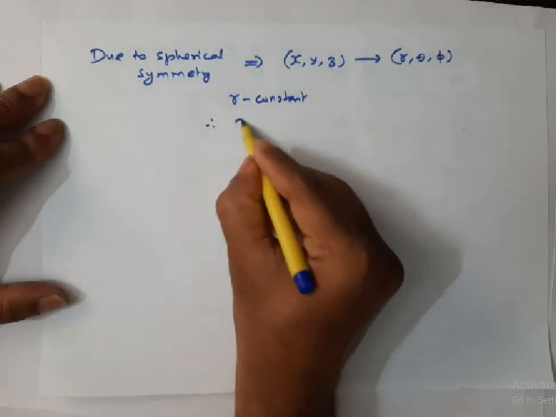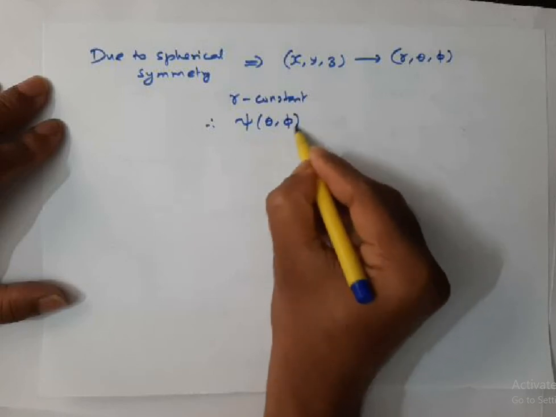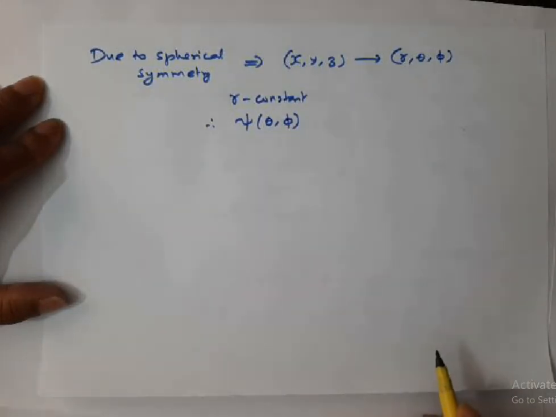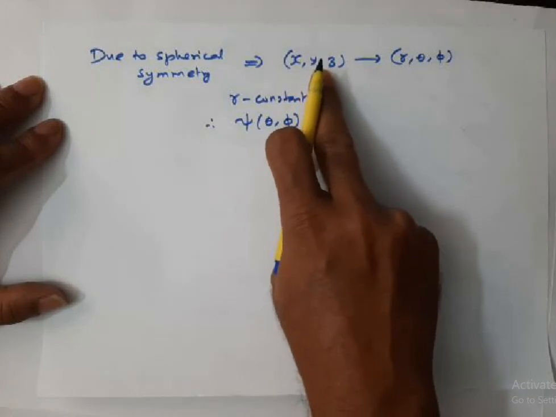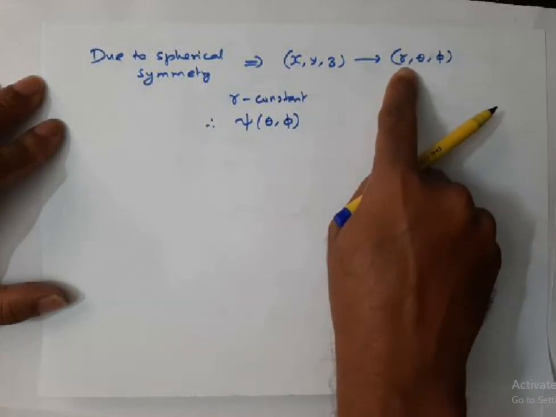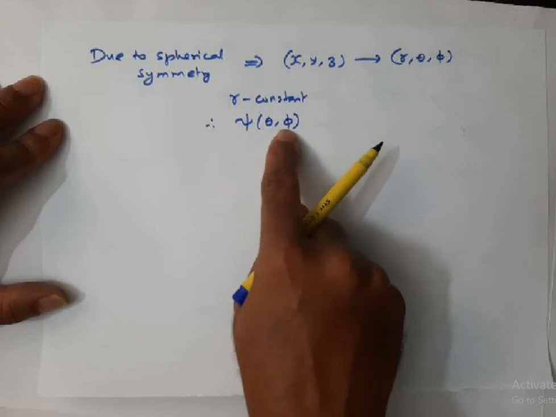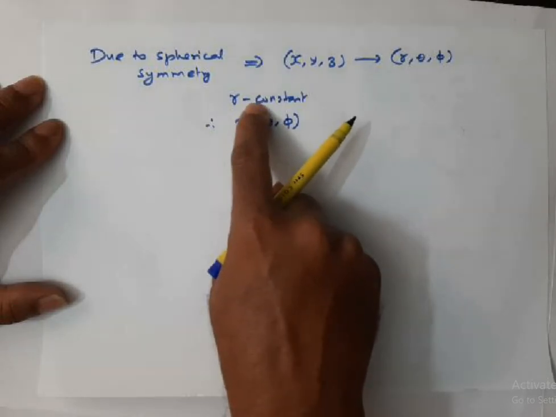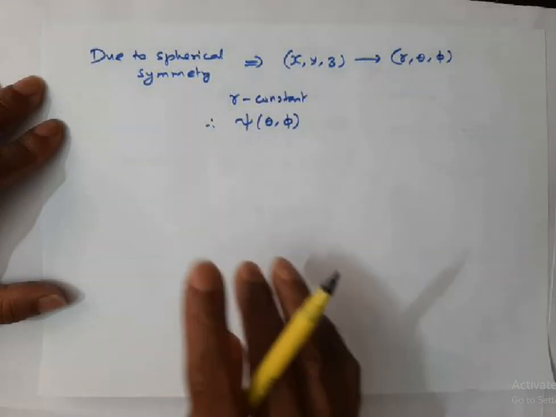Therefore the wave function psi depends only on 2 variables, theta and phi. When you change the variables from x, y, z Cartesian coordinates into spherical polar coordinates, automatically the number of variables that decide the wave function becomes 2. Why? Because we already fixed the value of r. R is constant. Since r is constant, the wave function depends only on these 2 variables.